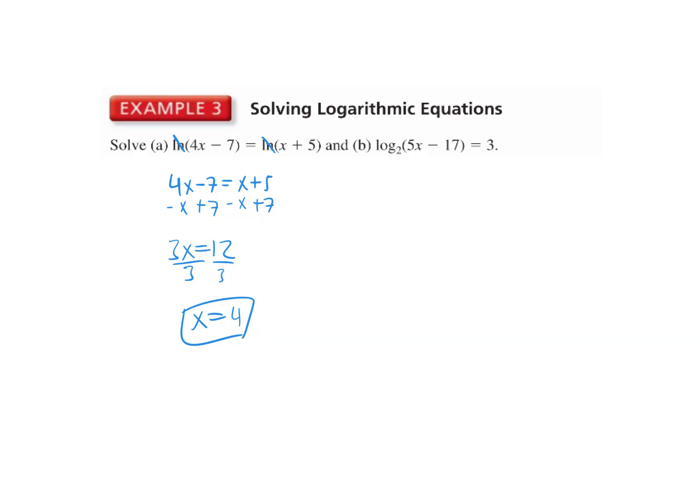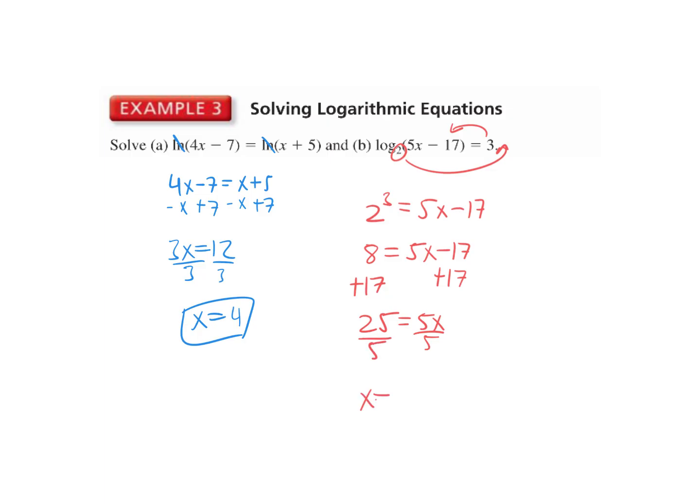And then the next one, similar story, right? So I have log base 2 of 5x minus 17 equals 3. What we can do is we can convert it to an exponential, right? I only see one log and it equals a number. So I'm going to convert it. And then remember that this is the same as 2 to the third power equals 5x minus 17. And then 2 to the third power is 8. So I get 8 is 5x minus 17. And I can add 17 on both sides. I get 25 is 5x.